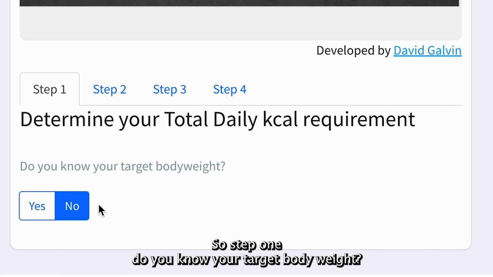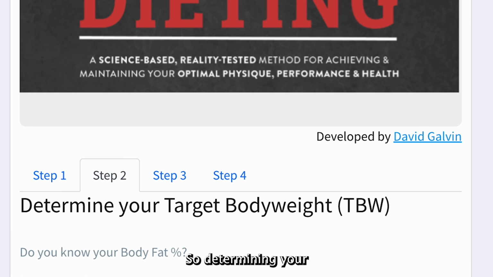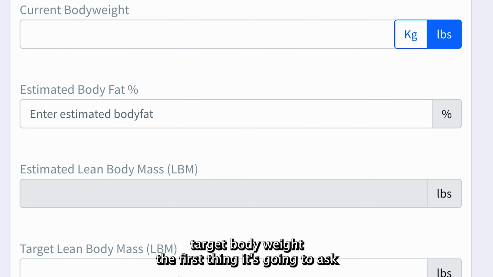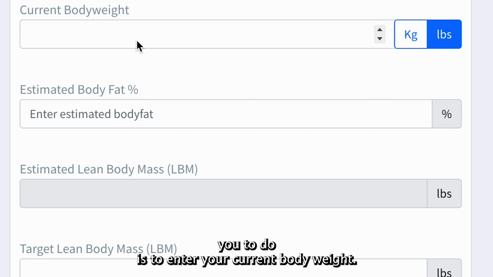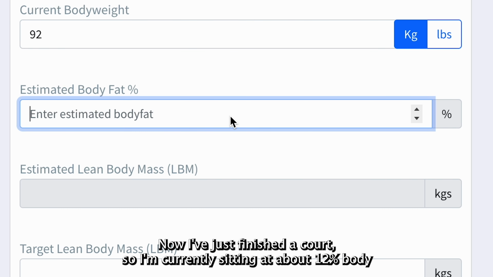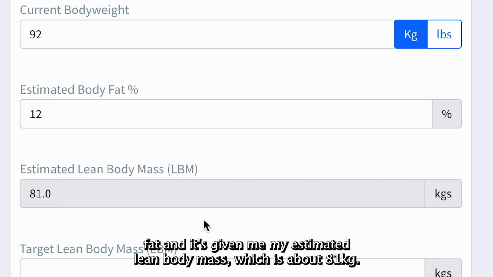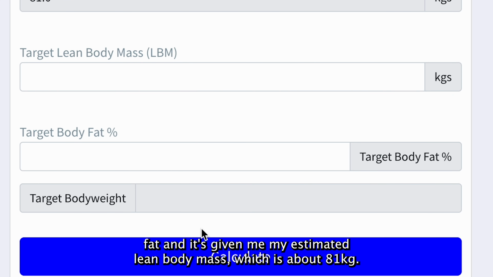Alright, so step 1, do you know your target body weight? I do, but for this example, we'll click no and proceed. So, determining your target body weight. The first thing it's going to ask you to do is enter your current body weight. I'm in kilograms, so I'll write down my weight for this example, 92 kilograms. Now, I've just finished a cut, so I'm currently sitting at about 12% body fat, and it's given me my estimated lean body mass, which is about 81 kilograms.